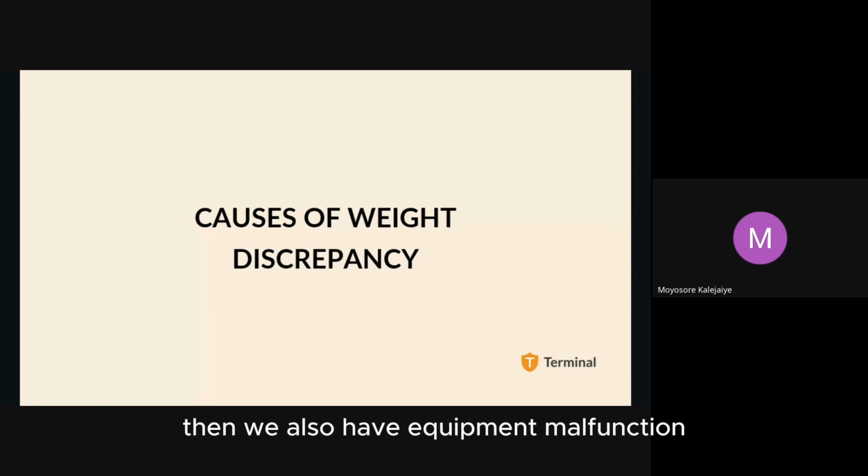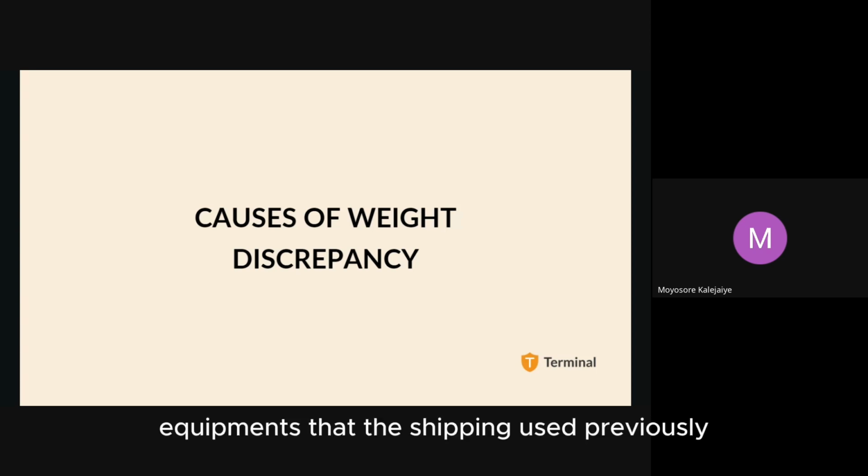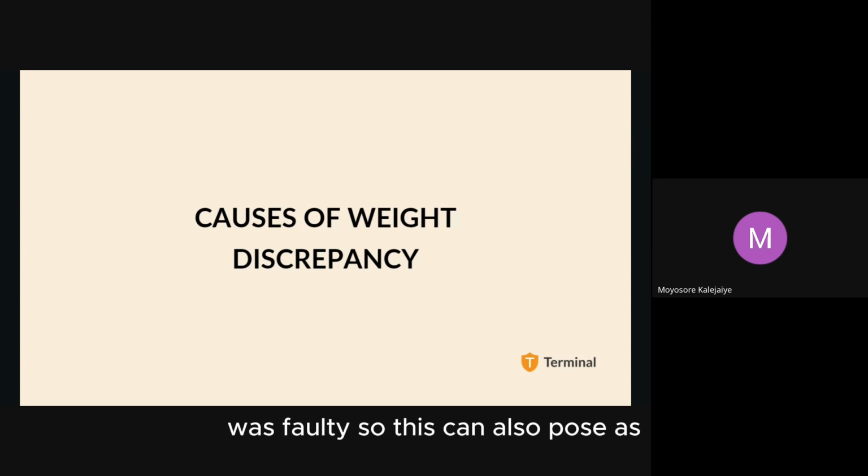Then we also have equipment malfunction. The scales that might be used might not be accurate, it might be faulty, and the shipper might not be aware that the scale is faulty. So if the shipper packages that package with a faulty scale and takes it to the courier, the courier might detect that there is a mistake in this weight because the equipment that the shipper used previously was faulty. So this can also pose an issue for weight discrepancy.